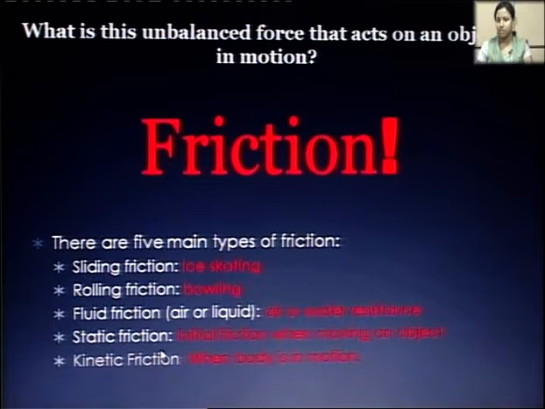The fourth type is static friction, that is the initial friction when the body is not moving, before the body is moving. And kinetic friction comes into play when the body is in motion. These three, sliding, rolling and fluid, are part of kinetic friction.